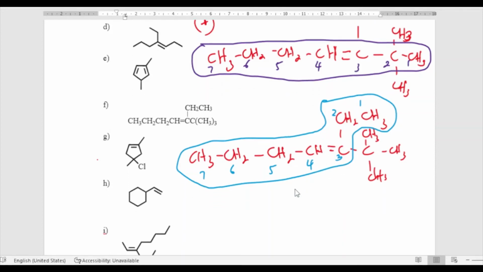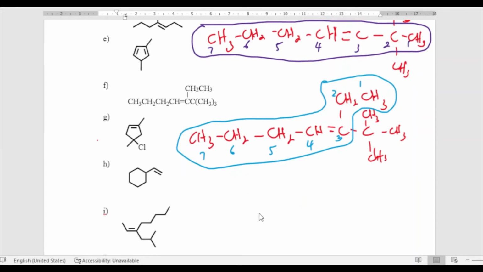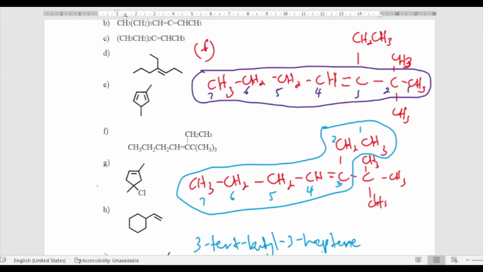Okay, for this one, the name will be 3-butyl 3-heptene. You remember in chapter 2, alkane.